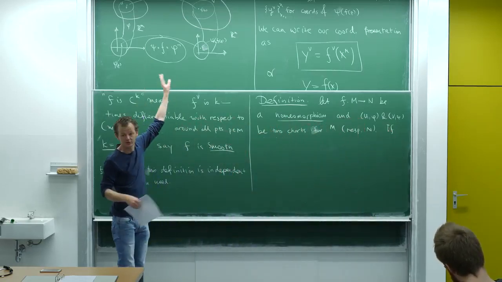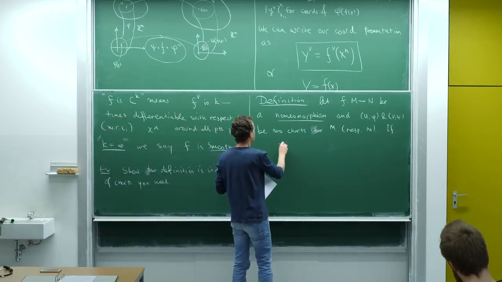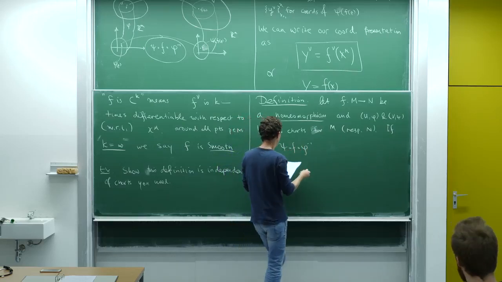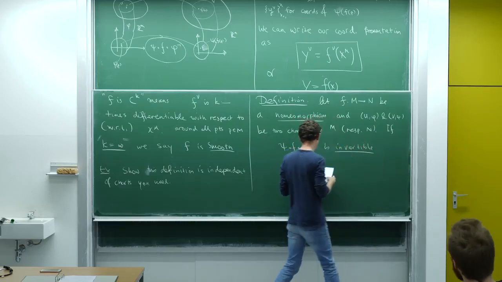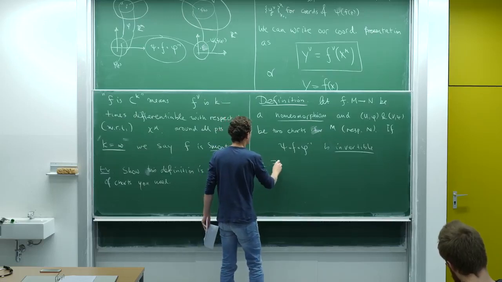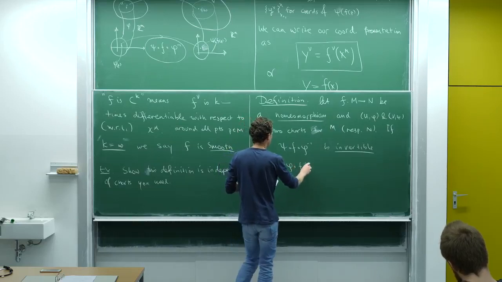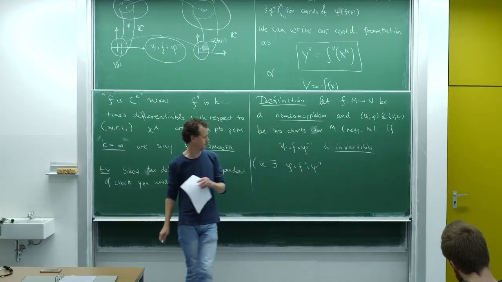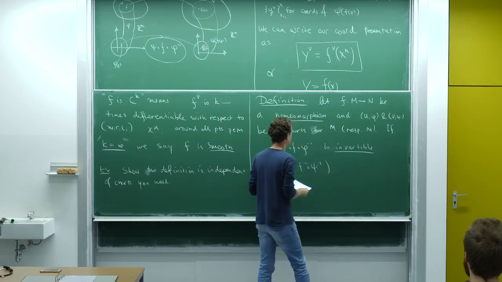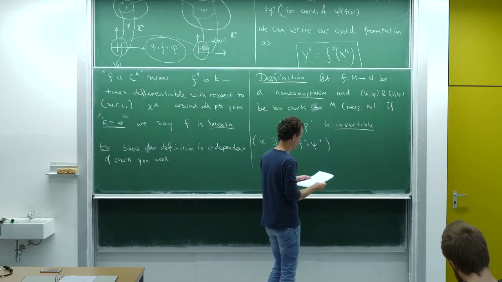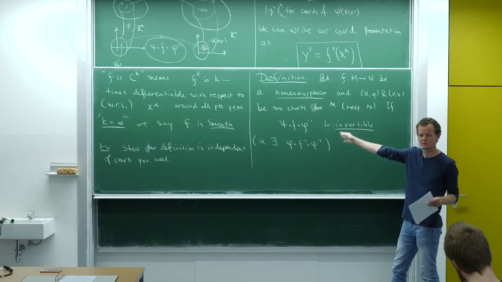So we've got a map, we've got two charts around our points, and so on. Now, if it turns out that this coordinate presentation here is invertible, i.e. there exists a function with coordinate presentation given by F inverse. Well, that's guaranteed from the definition of homeomorphism. There is an inverse for sure.